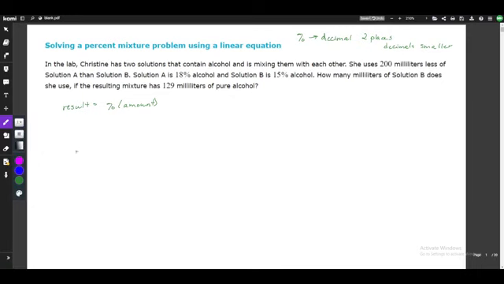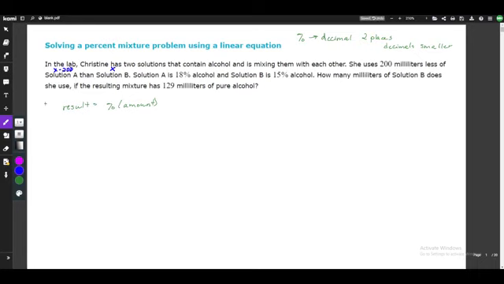I think I'm going to use a thicker pencil. So whenever we have word problems, you always want to read the question first. So in the lab, Christine has 2 solutions that contain alcohol and is mixing them with each other. She uses 200 milliliters less of A than B. So B is generally what we're going to be talking about. I'm going to call that X, and then A would be X minus 200.